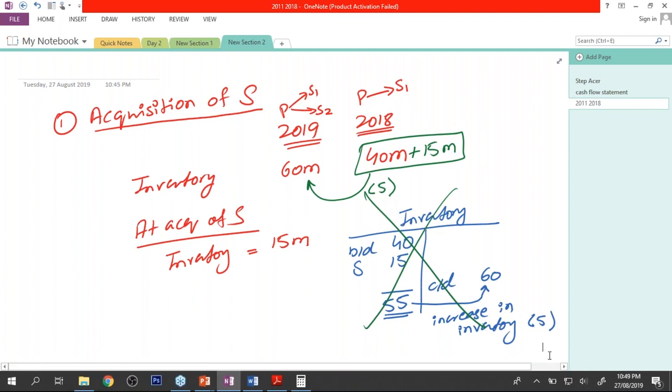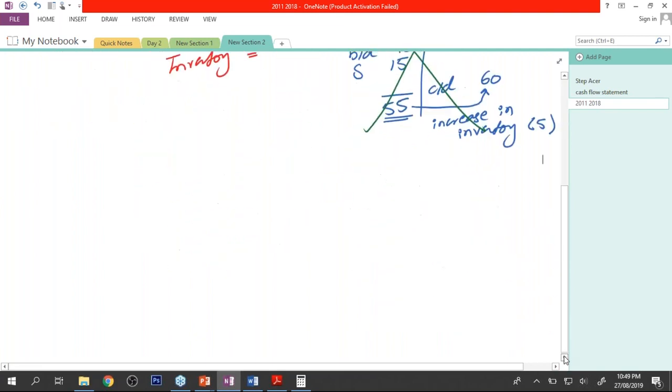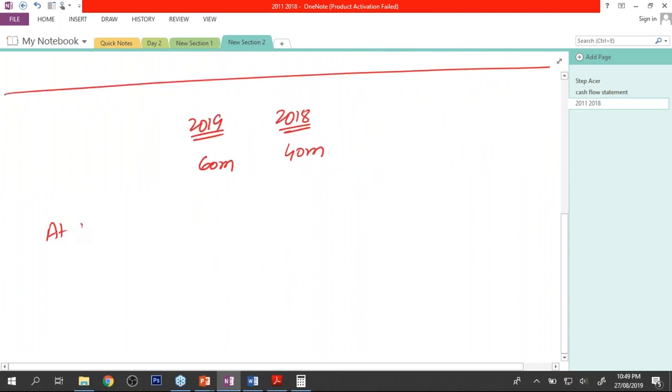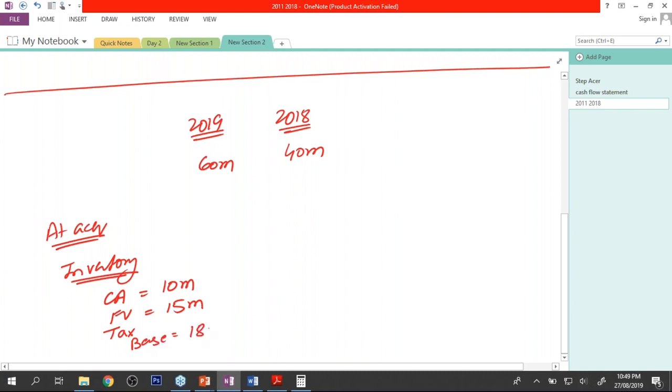Now let's suppose that in 2018 we had an inventory of 40, in 2019 we have an inventory of 60, and at acquisition the subsidiary has an inventory which had a carrying amount of 10 million, fair value of 15 million, and a tax base of 18 million. Now can you tell me what amount should be added in the 40? 10, 15 or 18? Should we add 10 million, 15 million or 18 million in the value of 40 million?